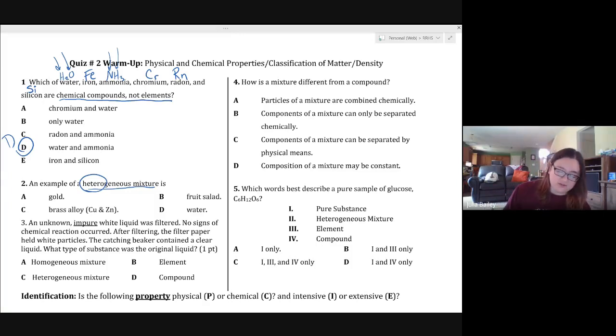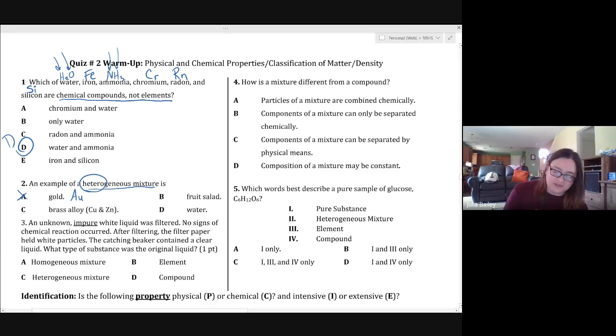So let's look at these answer choices. We got gold, which, hopefully you kind of know this just from thinking about it. There's no visible differences when you look at gold. So even if it's a mixture, it wouldn't be heterogeneous. But also if you check your periodic table, gold's on there, which tells you gold is an element and therefore not a heterogeneous mixture.